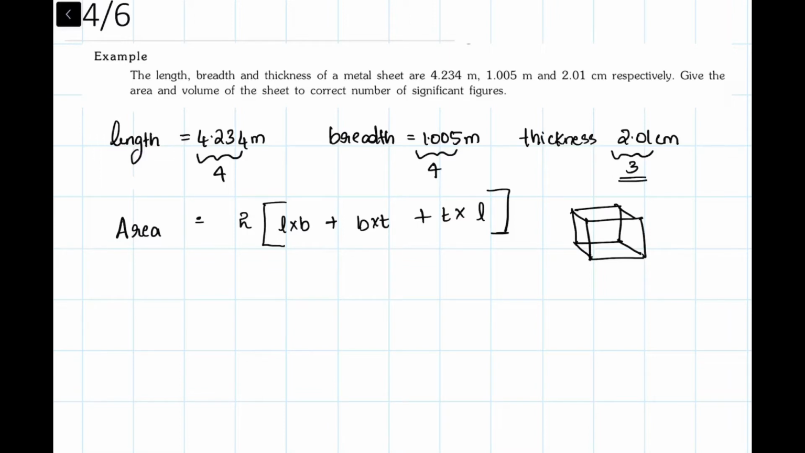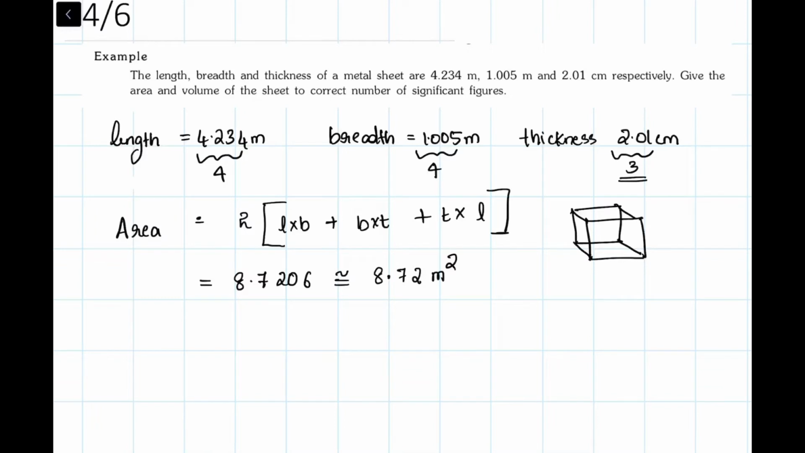Substituting values for L, B, T, the answer you are going to get is 8.7206. But we have to round this answer to proper significant figures, because the rule says that the final answer should have only the minimum significant figures as that of the given numbers, which is 3 significant figures. So the final answer becomes 8.72, and the unit is meter square.